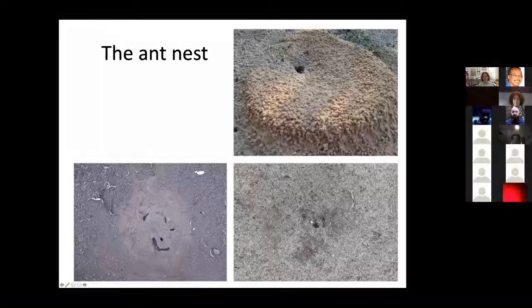And these ants are active at night, but if you can identify the nest, then you might notice it, and then you could make them go out just to see if the nest is active.